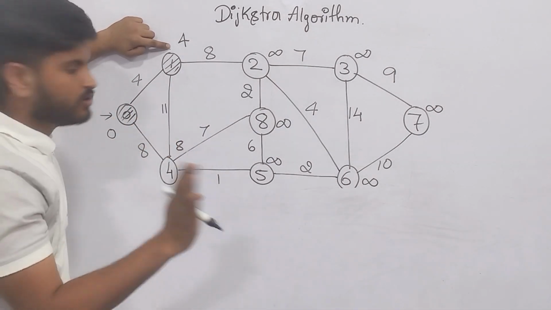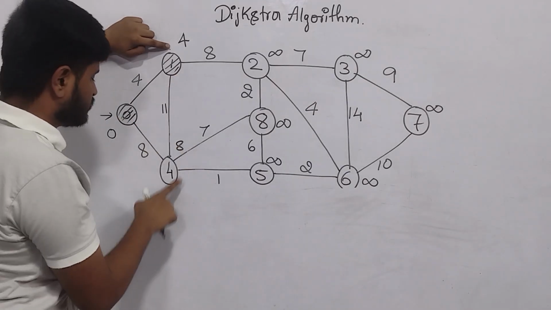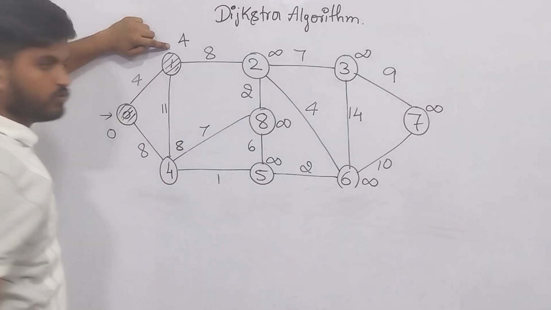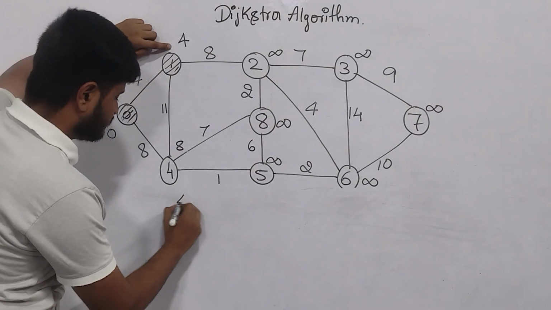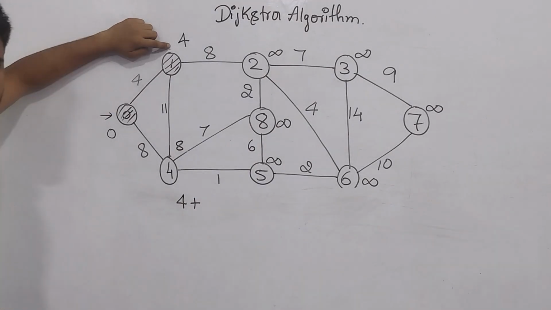You have traversed node 0, so you don't need to go to 0. From 1 you can go to 4 or from 1 you can go to 2. So 1's distance value is 4.